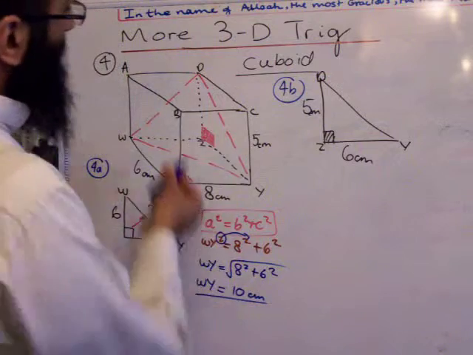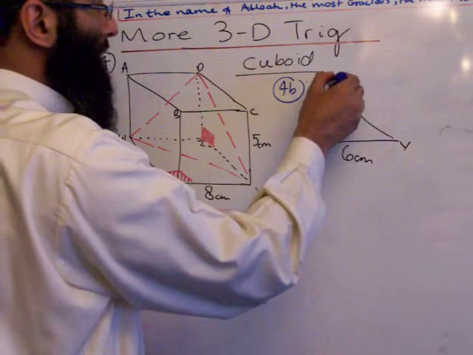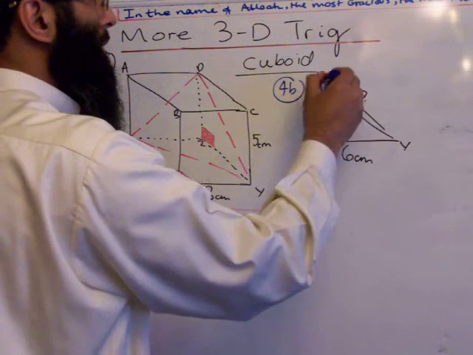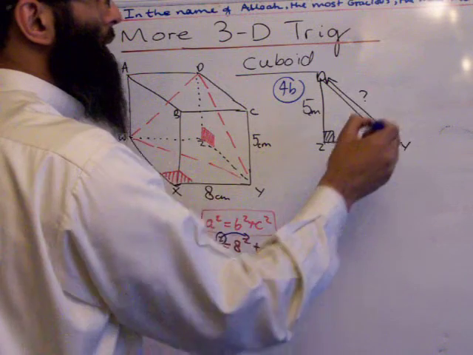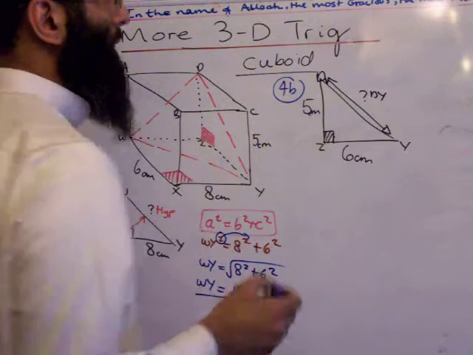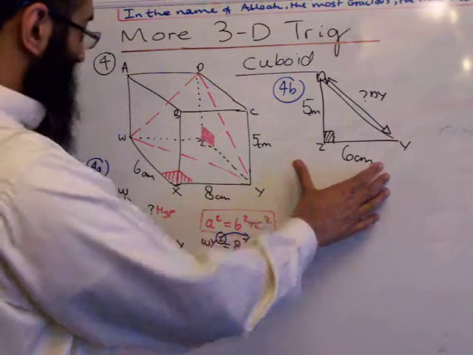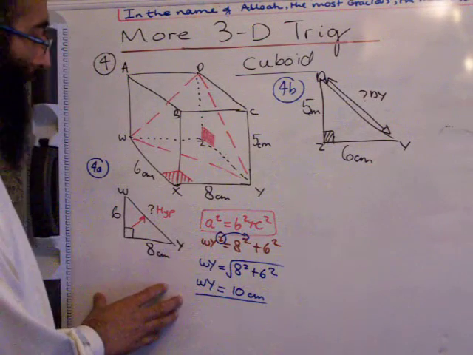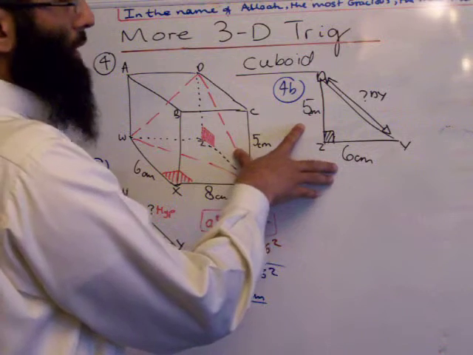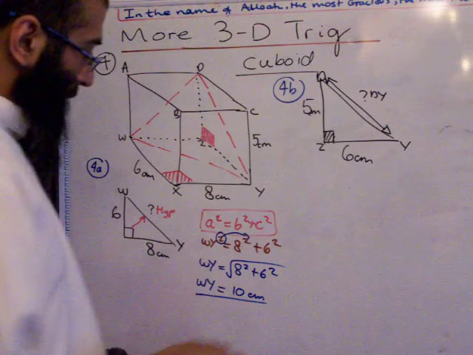Right. Now we need to work out dy. dy is the length over here. Now, this second part of the question is identical to the first part, in the sense that we have the two lengths of a right angle triangle. We've got to work out the hypotenuse.